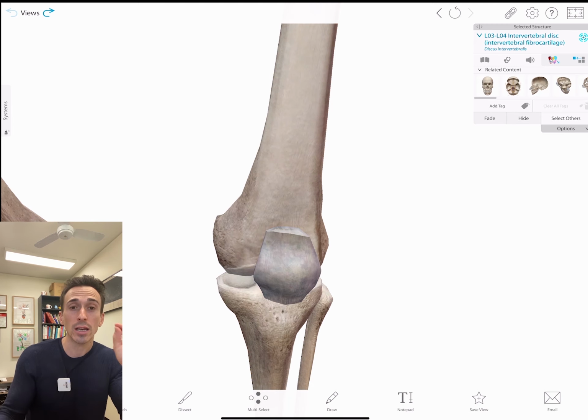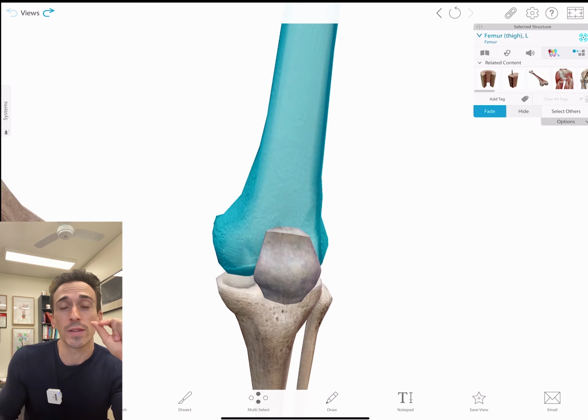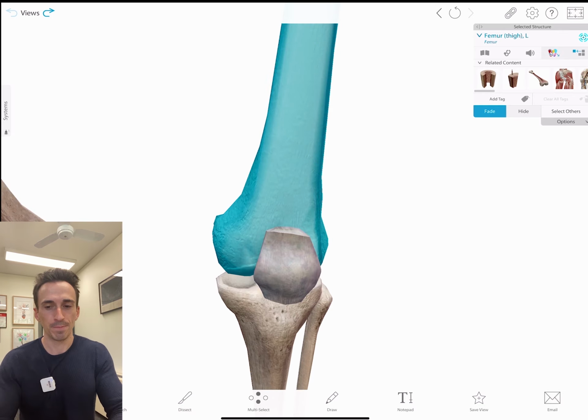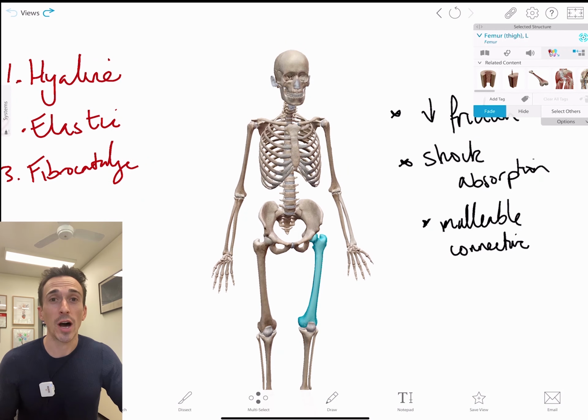So while you are going to have at the articulating surface of the knee hyaline cartilage, you also have a little bit of fibrocartilage in between. These are the different types of cartilage and where you can find them. So that's the first learning outcome done.